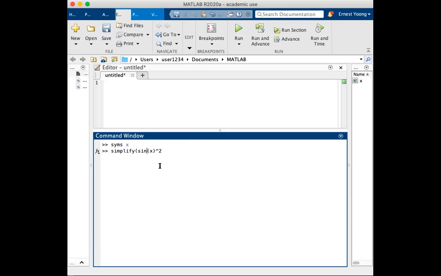Instead of saying power of 2 here, we add it like this. Plus cos x squared minus 1. So from this identity, we should get 0, because sine squared plus cos squared is equal to 1, minus 1. We should get 0, which is correct. This is how we simplify this.